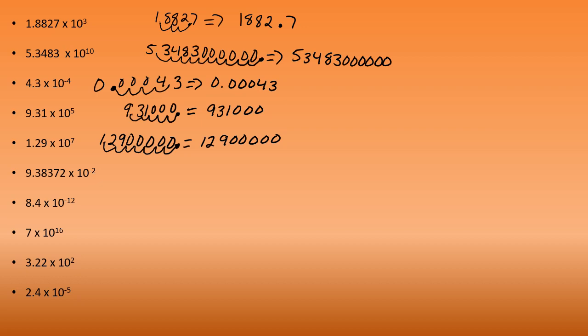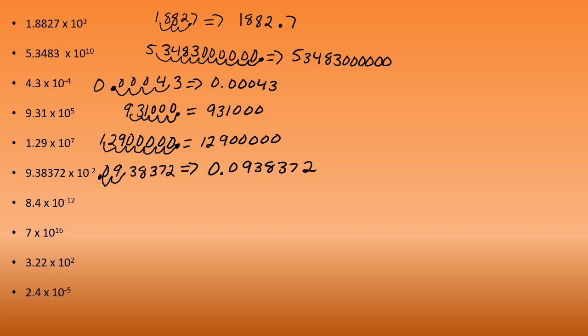The next, 9.38372 times 10 to the negative 2. We'll write our number. We'll note that this is a negative exponent, meaning we want to move our decimal to the left 2 spaces, 1, 2. Place a 0 in the empty spot. So that number becomes, and again, I like a 0 in front of the decimal as well, 0.0938372.